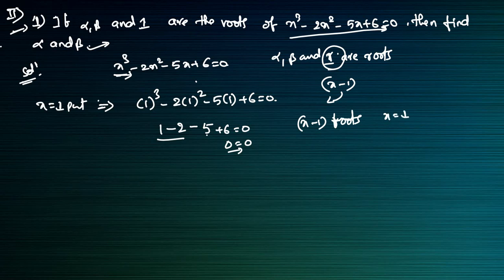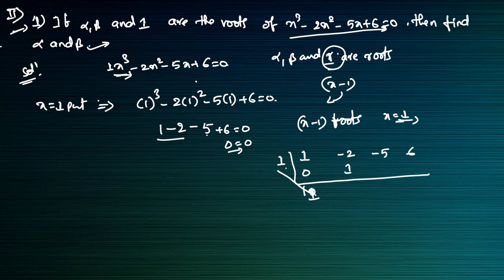So we have to do one thing here. I will take the coefficients 1, minus 2, minus 5 and 6, and we will find the quadratic equation. Since 1 is the root, we do synthetic division. 1 comes down as 1. Then 1 times 1 is 1, so minus 2 plus 1 gives minus 1. Minus 1 times 1 is minus 1, so minus 5 minus 1 is minus 6. Minus 6 times 1 is minus 6, so the remainder is 0.